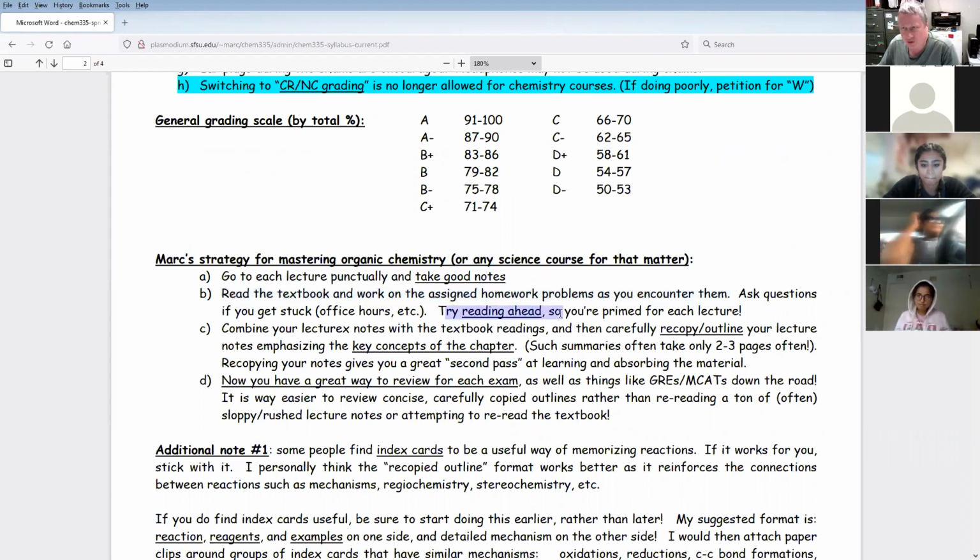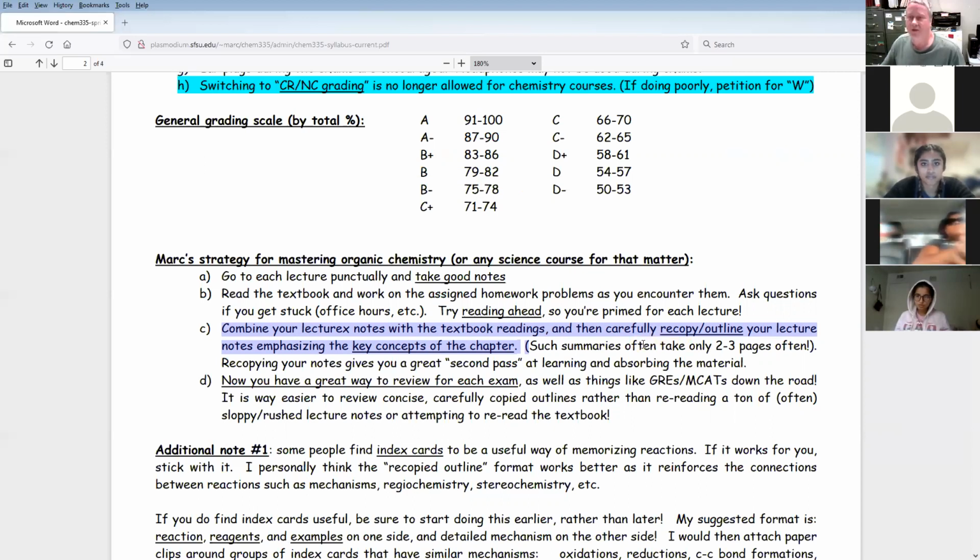Try reading ahead if you can, if you have a little bit extra time. Reading ahead is always a good thing before the lectures. And also combine your lecture notes with the textbook readings, and oh yeah, recopying your notes. Sounds crazy. Why would you spend time recopying your notes? If you copy 10 pages of notes, why would you want to recopy them?